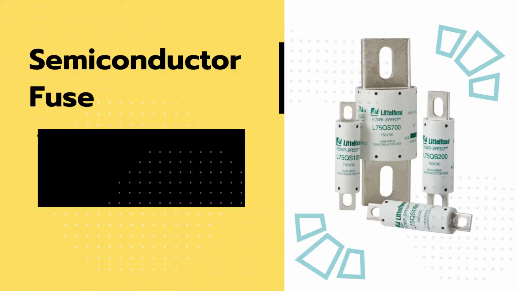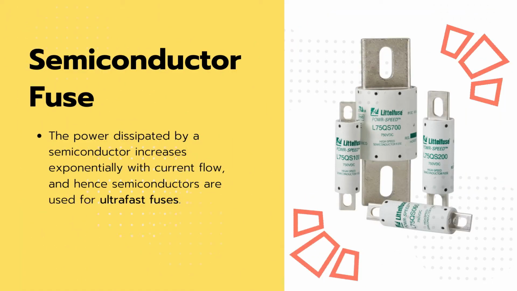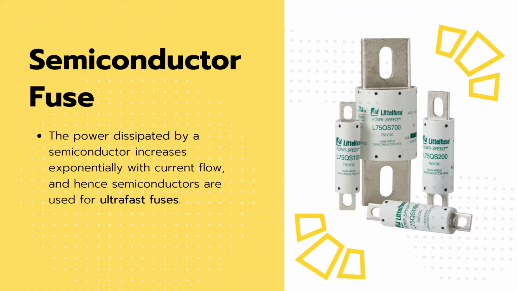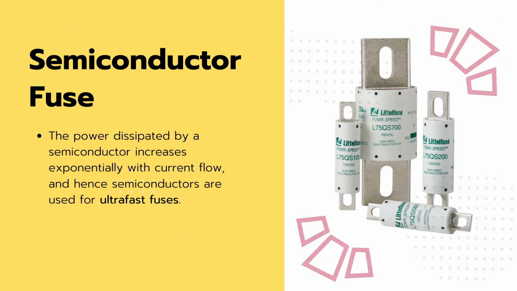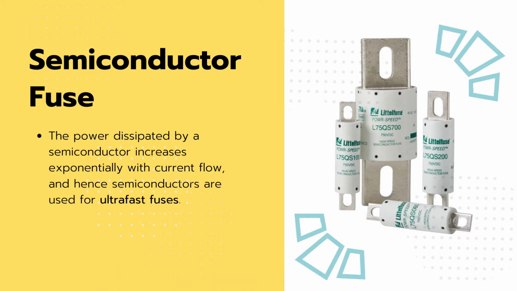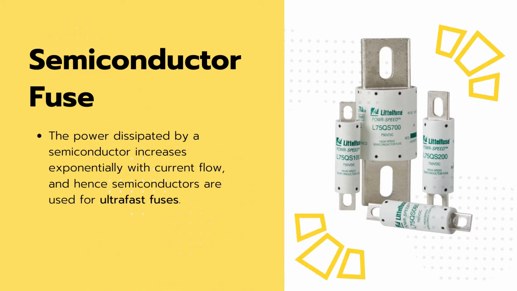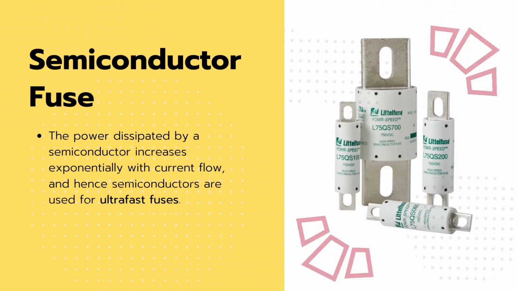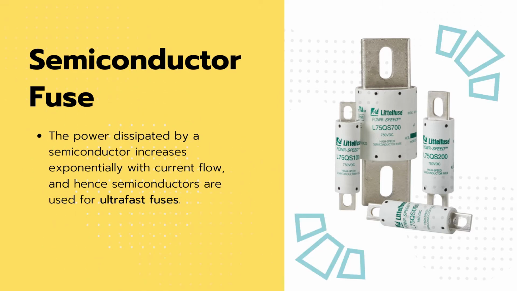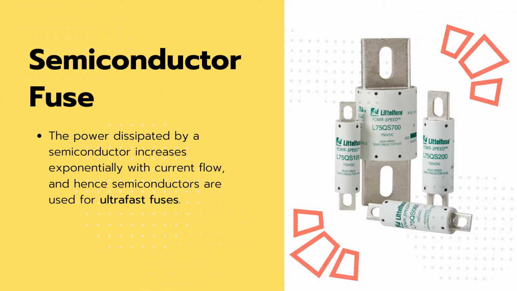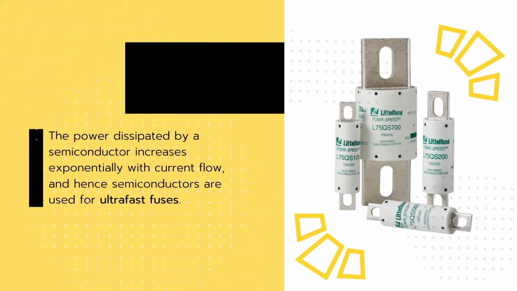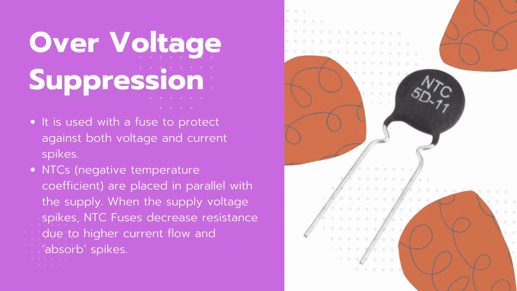The semiconductor fuses. The power dissipated by a semiconductor increases exponentially with current flow, and hence semiconductors are used for ultra-fast fuses. These fuses are usually used to protect semiconductor switching devices that are sensitive to even small current spikes.